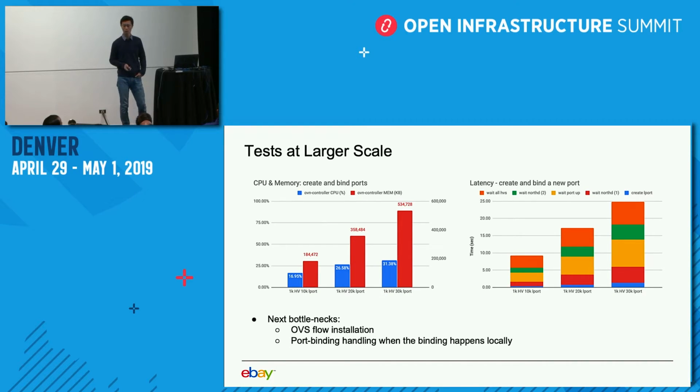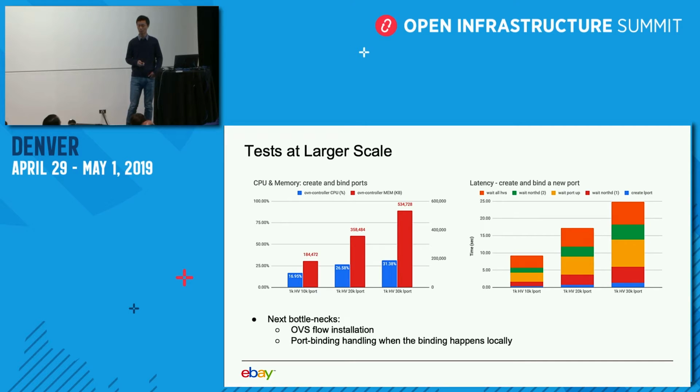Then we did some larger scale testing with 20K ports and 30K ports. We can see there's still some growth in the CPU cost and also the latency. The first reason is that the next bottleneck actually is not in the flow computation, but in the OVS flow installation. We have some improvement ideas in progress, because that's just low-hanging fruit. We already have the incremental processing, so incrementally installing the flow is very easy.